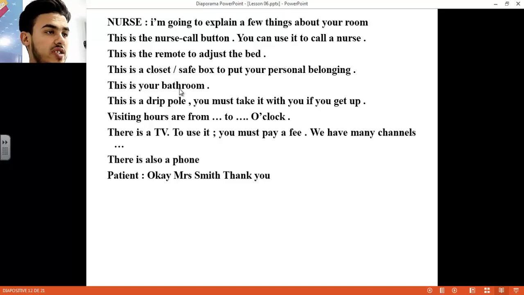So here, the nurse is explaining everything concerned with the room and the visiting times. The nurse's role here is to give an image of everything the patient should know.